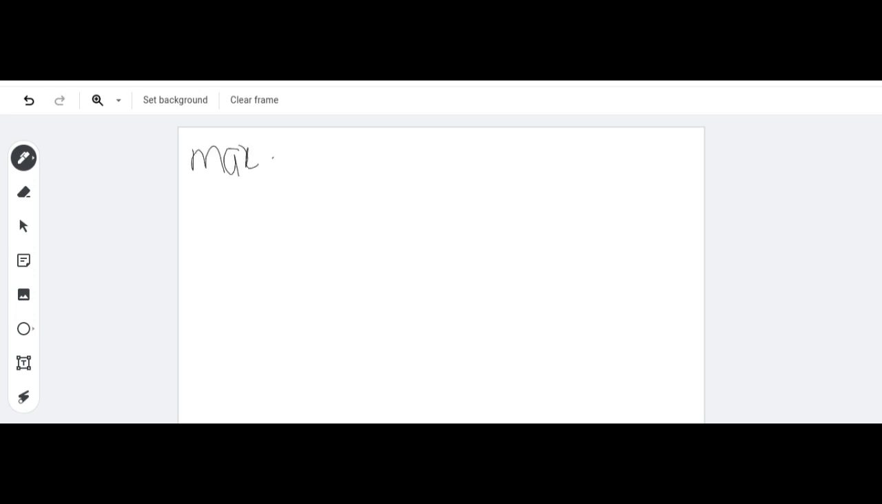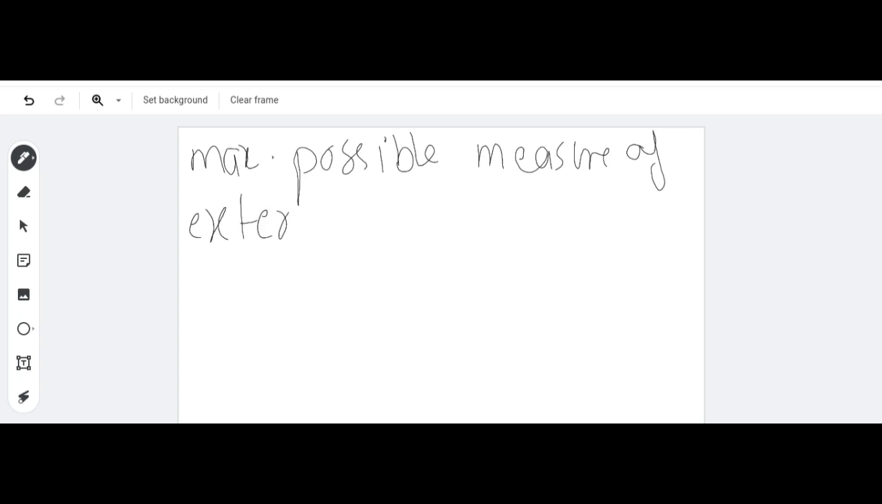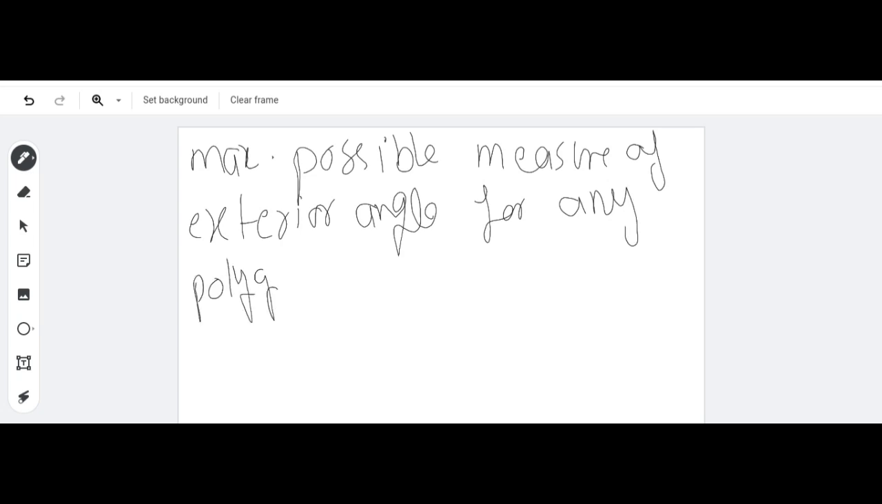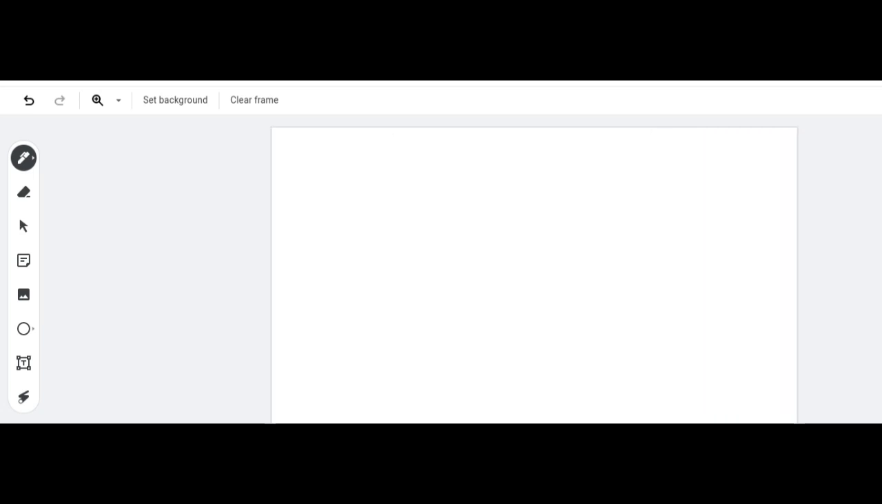Okay, we just have to write the line here. Maximum possible measure of exterior angle for any polygon is 120. Now we have to do it for which polygon?